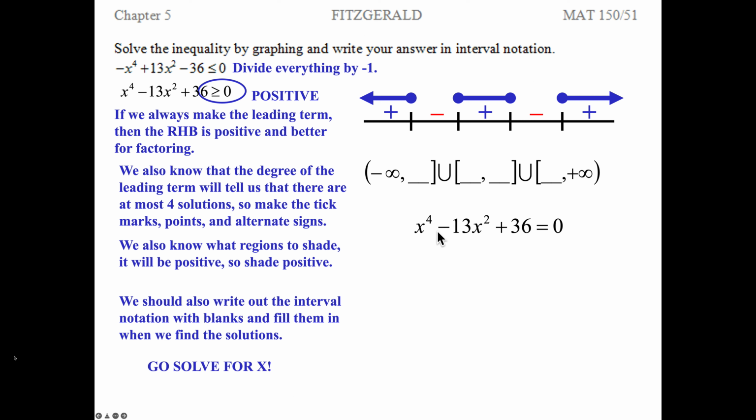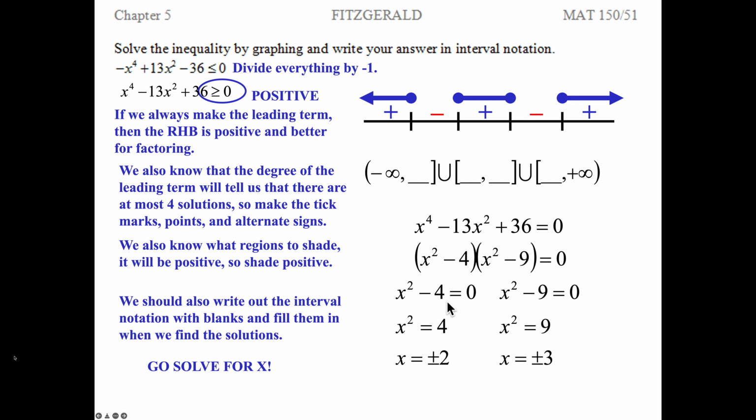Okay, x to the 4th minus 13x squared plus 36 equals 0. This is factorable whenever your leading power is twice as big as the second power. It's technically quadratic in nature. So two numbers that multiply to be 36 and add up to be a negative 13. How about negative 9 and a negative 4? There we go. We can set these now equal to 0. Add over the 4, add over the 9. Take the square root of both sides. x equals a positive or negative 2 and a positive or negative 3.